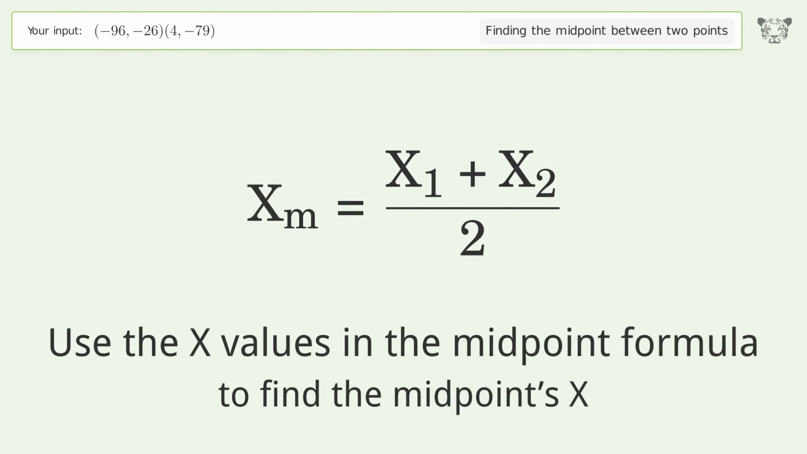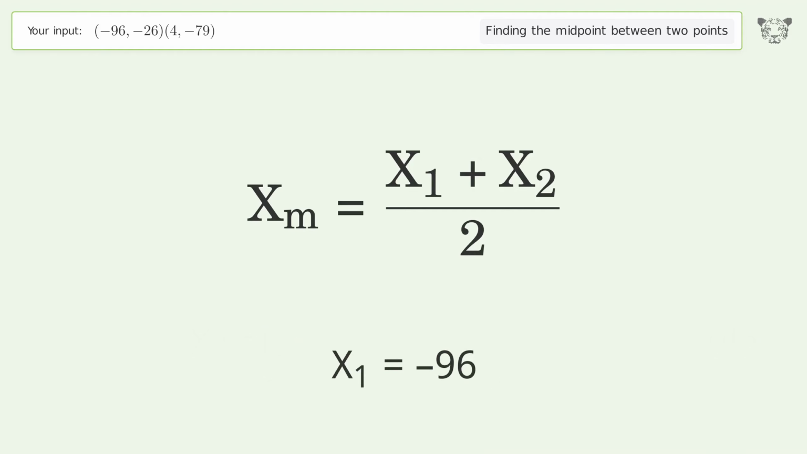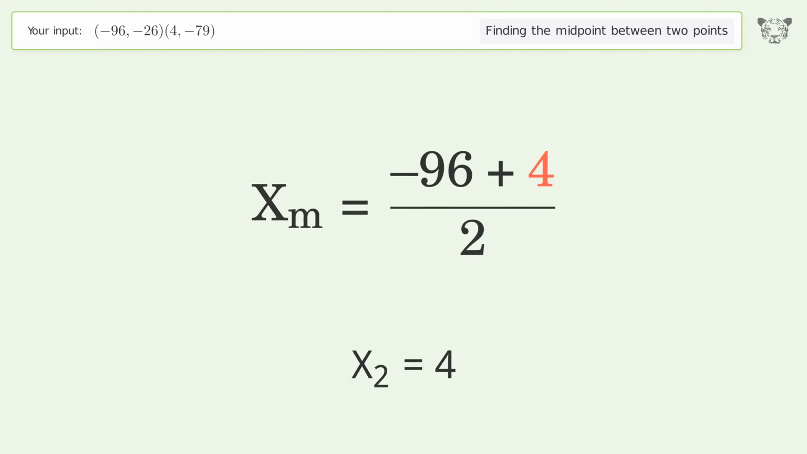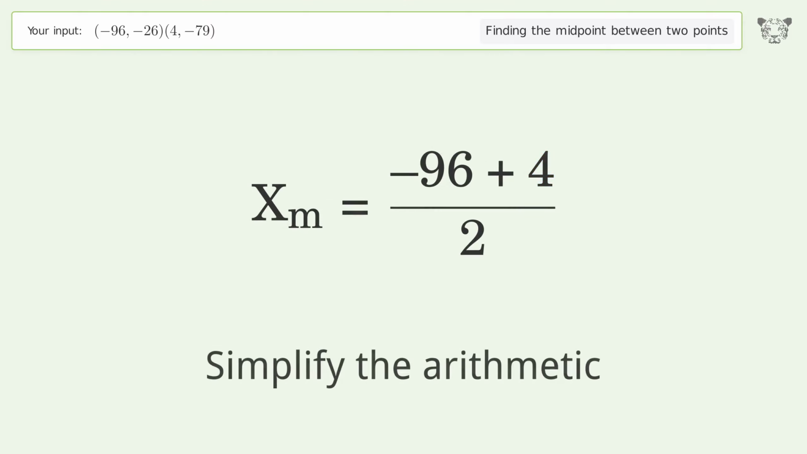Use the x values in the midpoint formula to find the midpoint's x. x1 equals -96. x2 equals 4. Simplify the arithmetic.